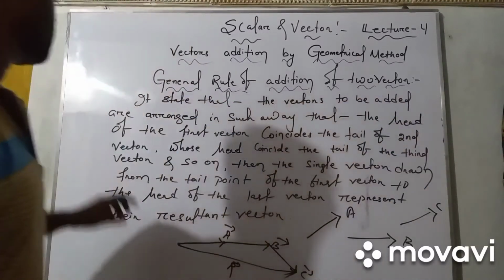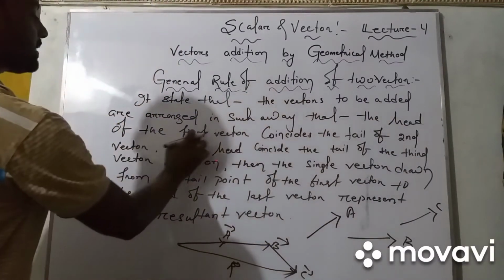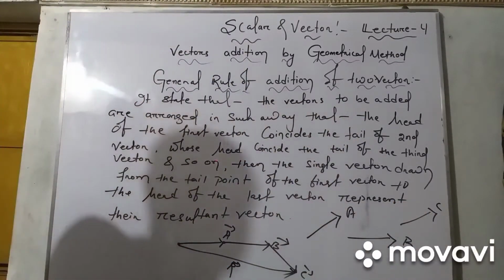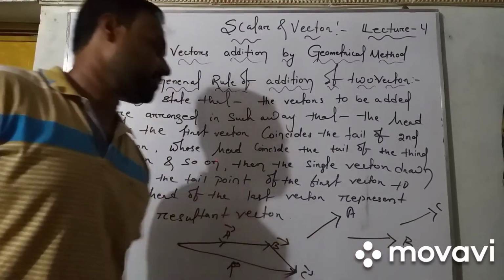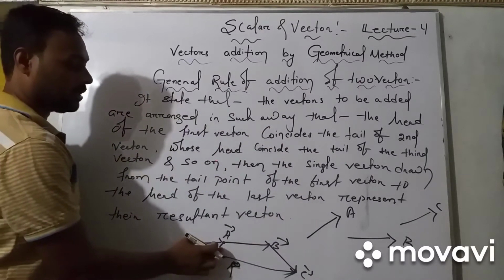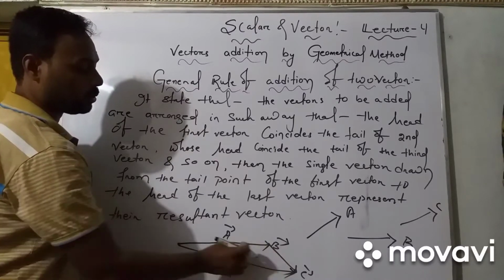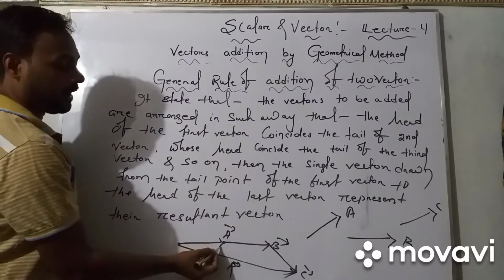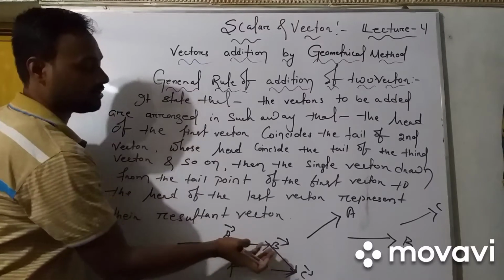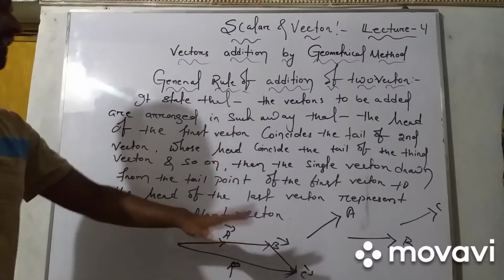Again I repeat: the vectors to be added are arranged in such a way that the head of the first vector, suppose this is the first vector, this is the second vector and this is the third vector. Now I will add three vectors. So first this is the A vector, whose head coincides with the tail of the second vector, B. The head of A is joined with the tail of B, and the head of B is joined with the tail of C, and so on.